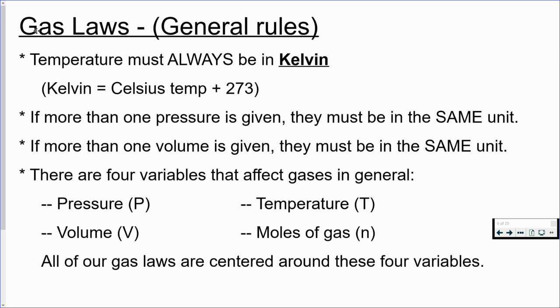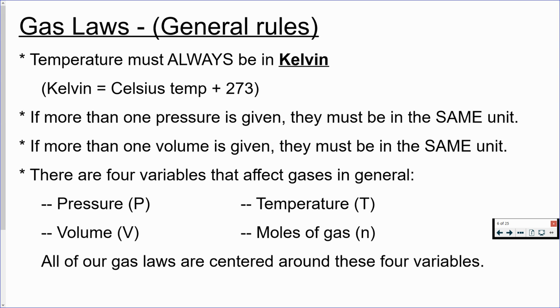The biggest one is that temperature has to be in Kelvin. Now, Kelvin doesn't have a degree sign. It's just Kelvin. It has no negative number, which is why we need it in Kelvin. Because if you had a negative number for a temperature, you could end up with a negative pressure or a negative volume, and that wouldn't make sense.